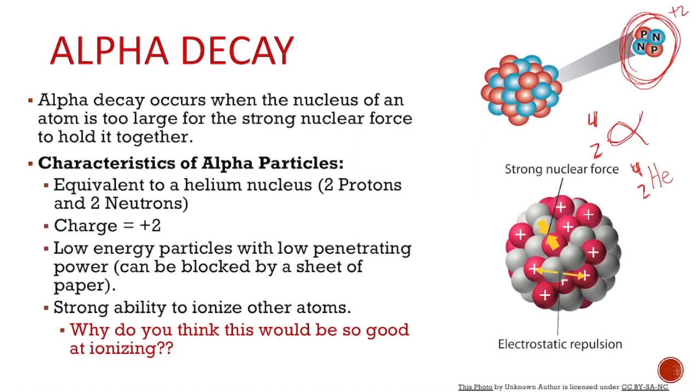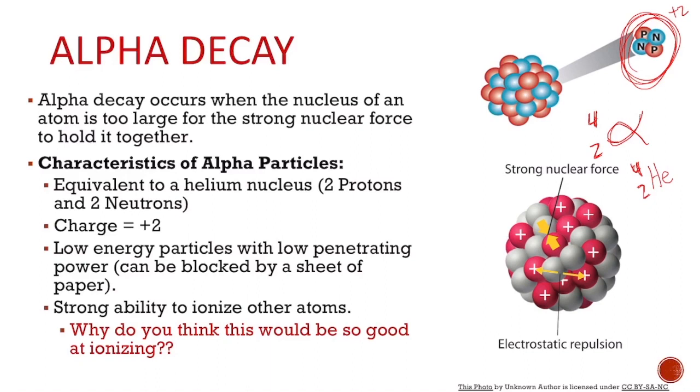And it is a low energy particle, and it's rather large, and so it's easy for this type of radiation to be blocked by a sheet of paper or some clothing. But it does have a strong ionizing ability. And remember when we talked about ions, an ion is an atom that has more or less electrons than the number of protons it has. If it has more electrons, it'll have a negative charge. If it has less electrons than the number of protons, it'll have a positive charge.